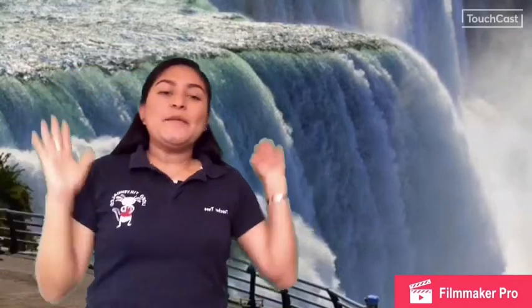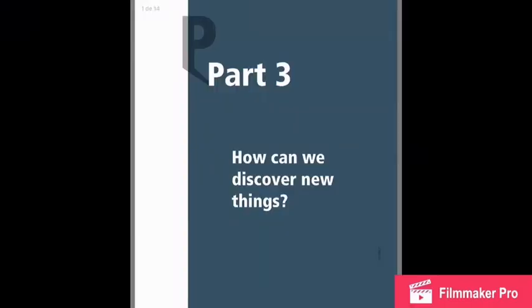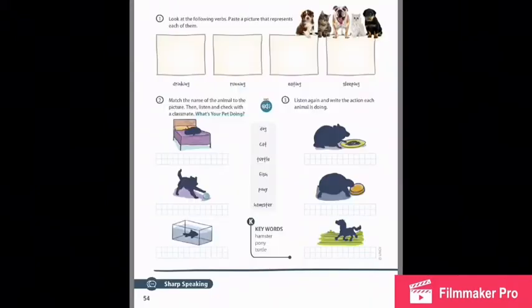But you have to continue with your activity, so open your book, please. Let's continue with your activity. Part 3, how can we discover new things? Open your book, page 54. Here, on this page, you have to look at the verbs and paste a picture that represents each of them. You can paste or draw a picture that represents the verbs.